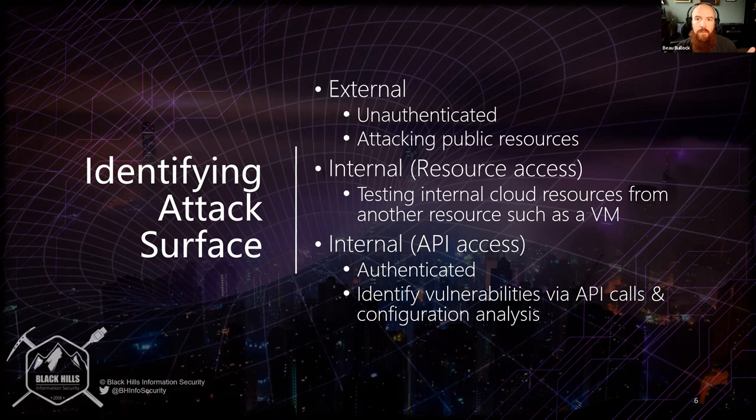Like, have I found an exploit for a piece of software that is running on an externally exposed system? So let's say that you had a web server. If I were to compromise that host, what could I attack internal within your cloud environment from that host? And then thirdly, API access. So this is the one that becomes really, really interesting when we start to look at what can an attacker do with credentials when they're authenticated to an API.